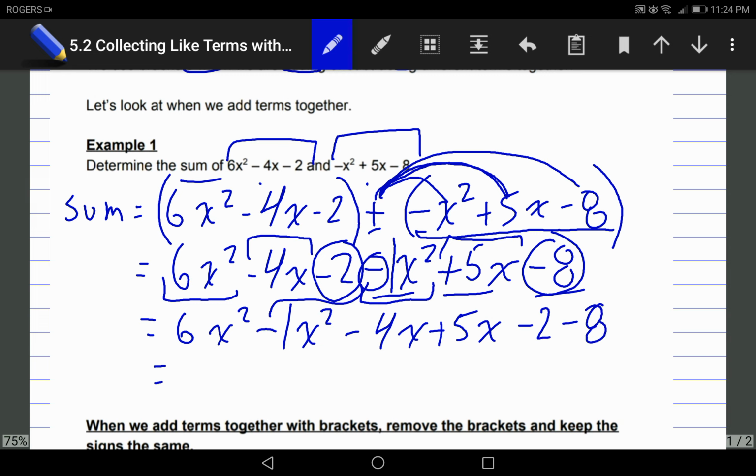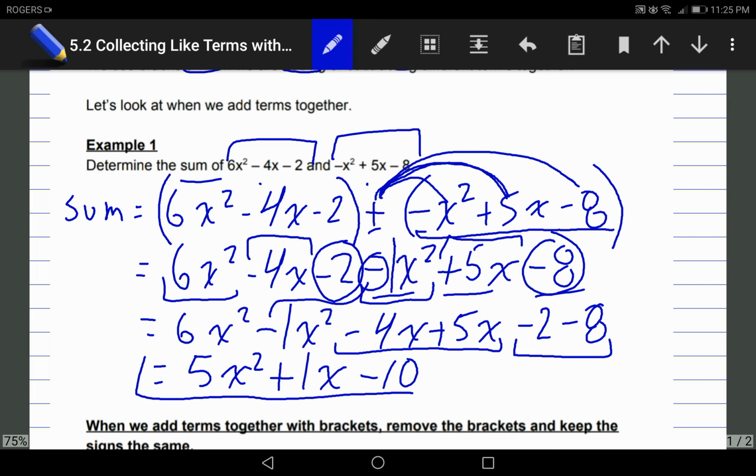Okay? And now I have all my like terms grouped together. And the last step is just to clean this up, simplify it further. 6x squared minus 1x squared is 5x squared. And now negative 4x plus 5x. In your calculator, if you did negative 4 plus 5, you would get positive 1. So plus 1x, or just x. And then negative 2 minus 8, again, use your calculator, you get minus 10.